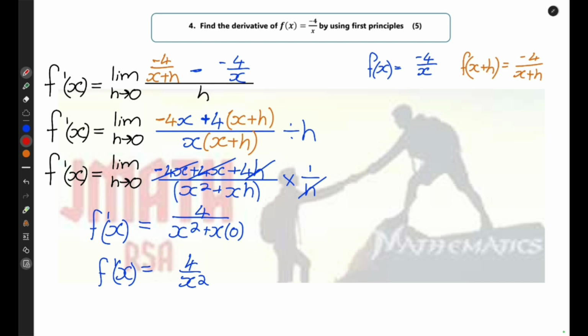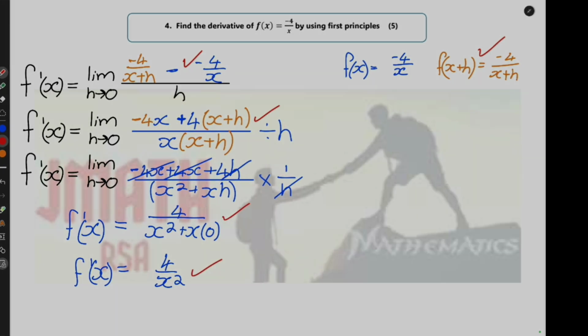Okay, let's see where the 5 marks would come from. For getting your f(x+h), subbing correctly into the formula. For this one, I would say for getting your LCD would also be a mark. And then for simplifying, I don't think they'll give a mark, but for subbing in your limit and your final answer, you'll get the 5th mark.